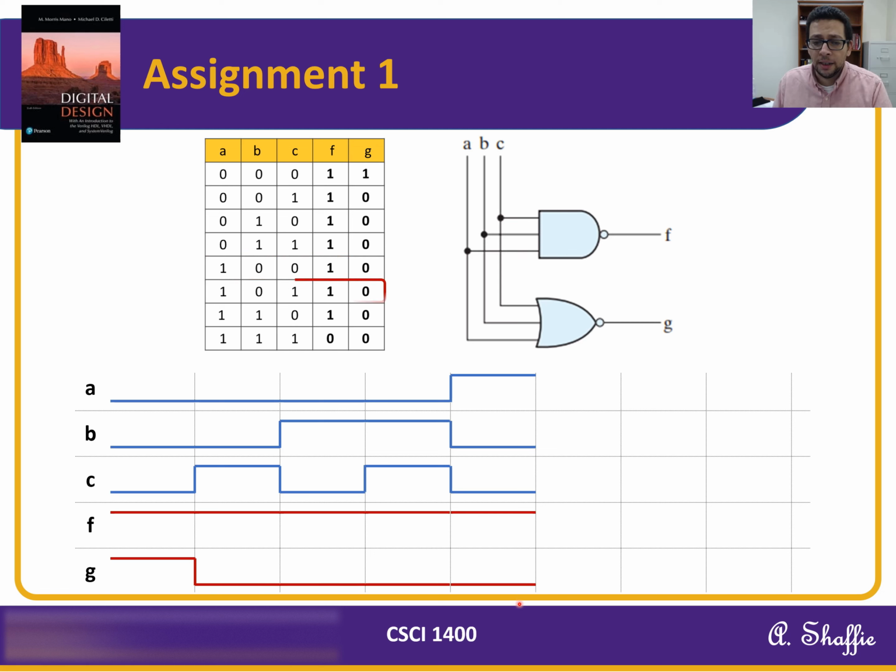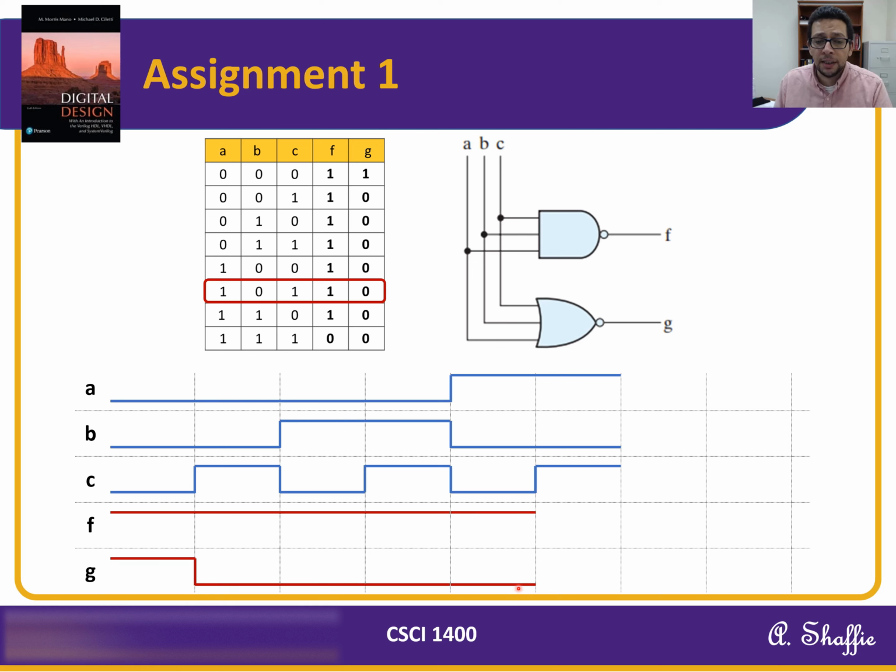Let's go to the next combination. We have 1, 0, 1. The inputs are 1, 0, 1, which means I will keep this 1 as it is. I will keep this 0 as it is. This last one changes, I have to change this 0 to 1, so I will raise the signal. And again, F and G will remain the same. This is F, this is G.